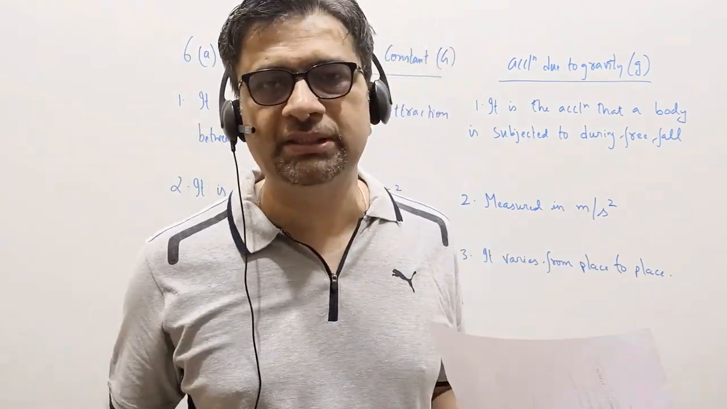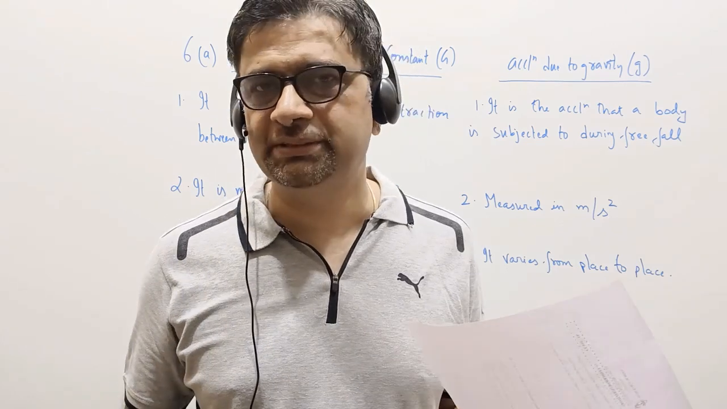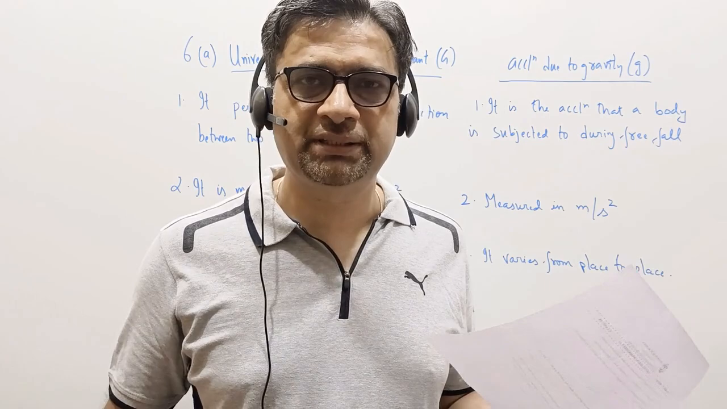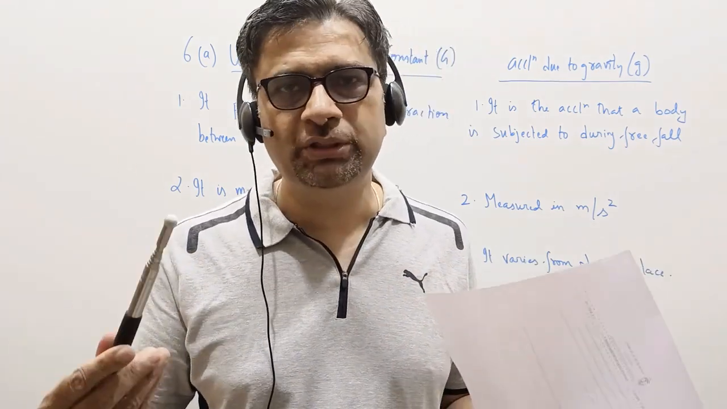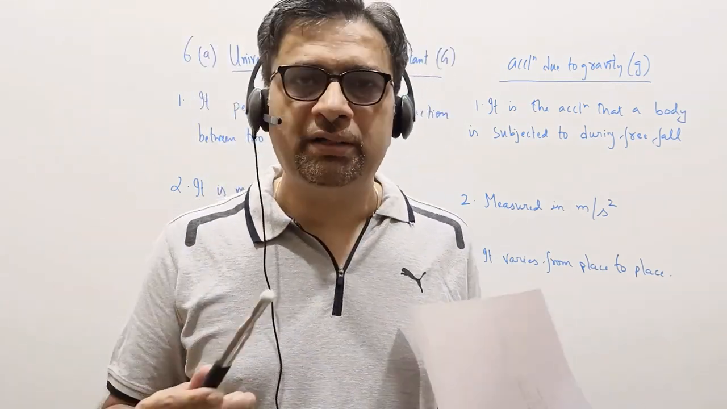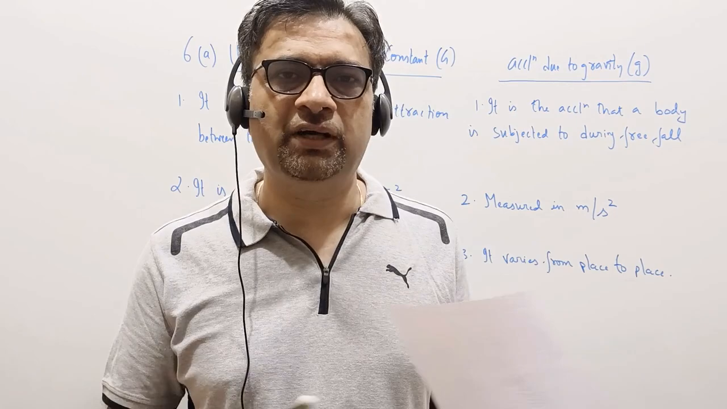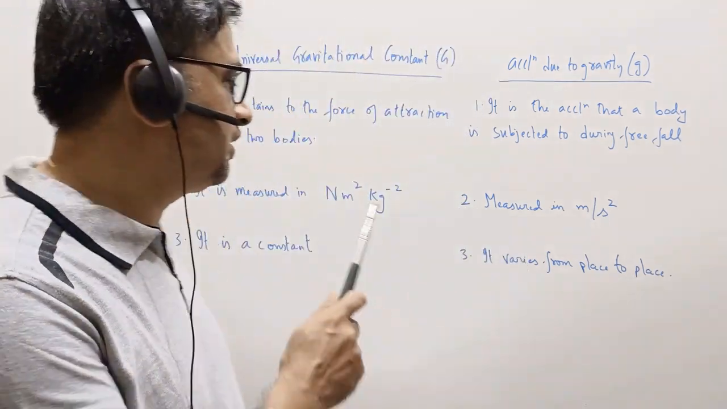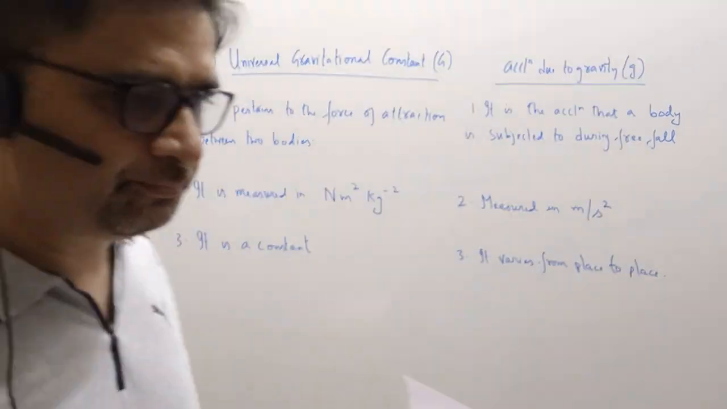As I said, on the poles it is 10 meters per second squared. Somewhere else it is approximately 9.81 meters per second squared. On the moon, as we know, this value is only 1/6 of what we have on earth. On Mars, it is some other value. On Pluto, it would be something else. So this varies, but the universal gravitational constant doesn't vary.